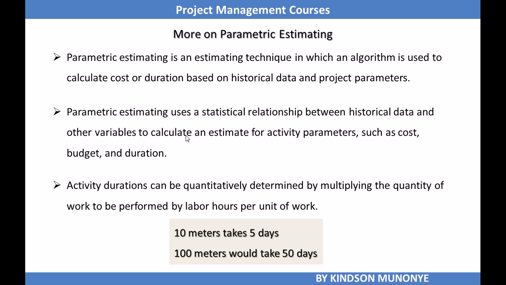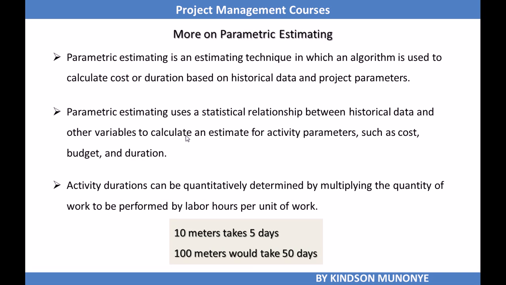parametric estimating. So parametric estimating uses a statistical relationship between historical data and other variables to calculate an estimate for activity parameters such as cost, budget, and duration. Activity durations can be quantitatively determined by multiplying the quantity of work to be performed by labor hours per unit of work.